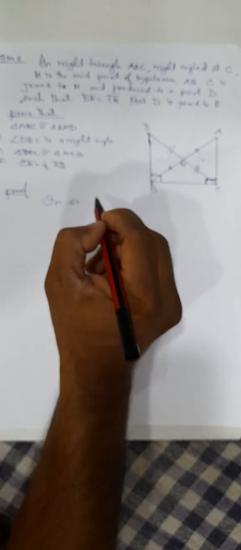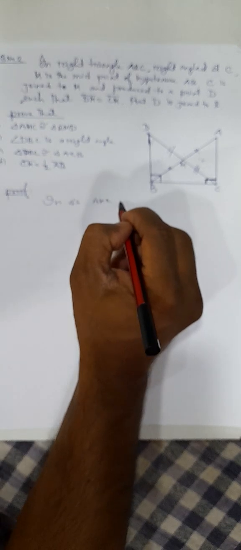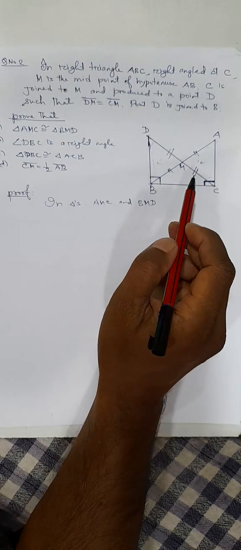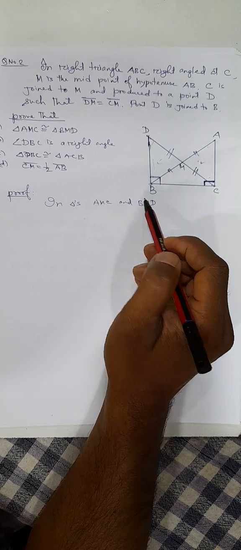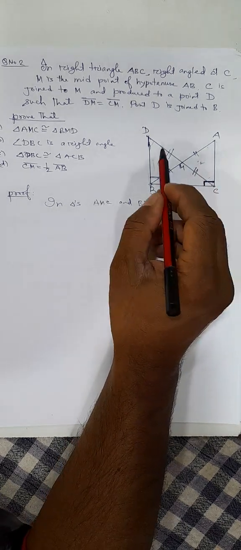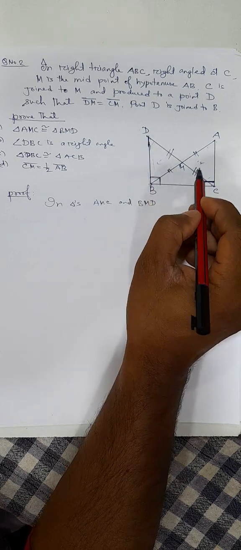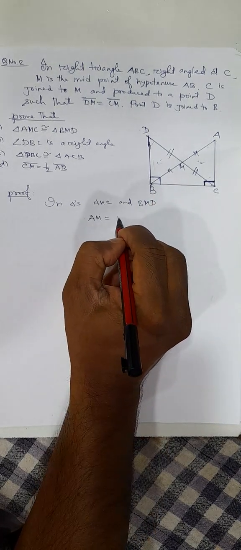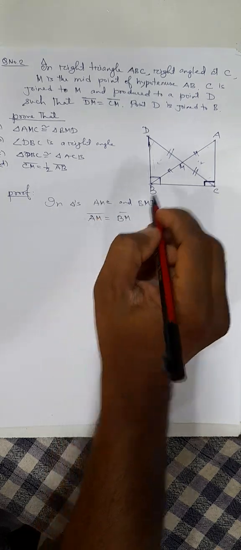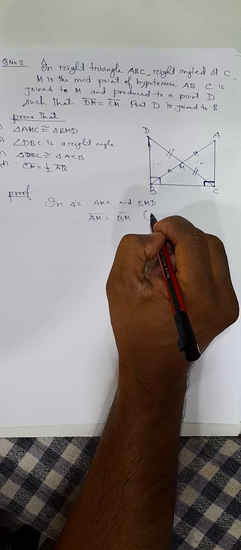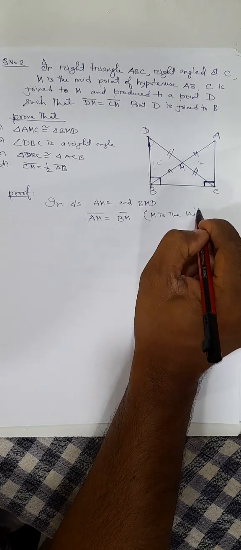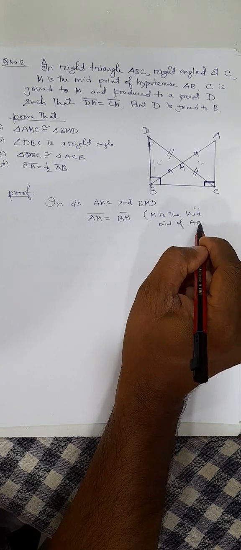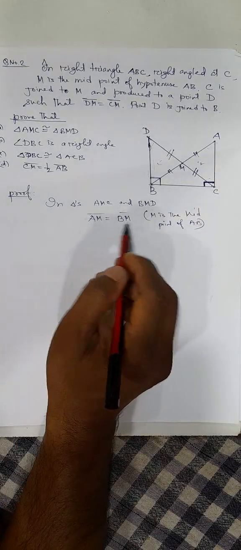In triangles AMC and BMD, what are the things equal you can find here? See, in triangle AMC and BMD, what are the equal things? It is given that AM equal to BM, right? AM equal to BM. Why? Since M is the midpoint of AB. So we find that AM equal to BM.